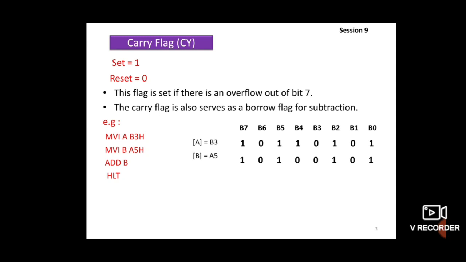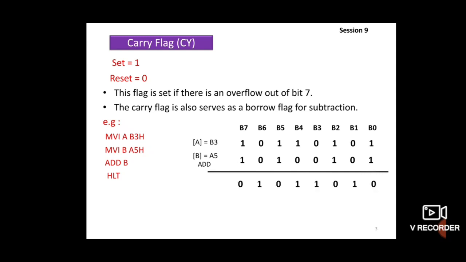Now you know the rules of binary addition. 0 plus 0 is 0, 1 plus 0 is 1, 0 plus 1 is 1, no carry is there. And 1 plus 1 is 10, meaning 0 is the sum and 1 is the carry. And 1 plus 1 plus 1 is 11, 1 is the sum and 1 is the carry. Now see the addition of these B3 and A5 data.